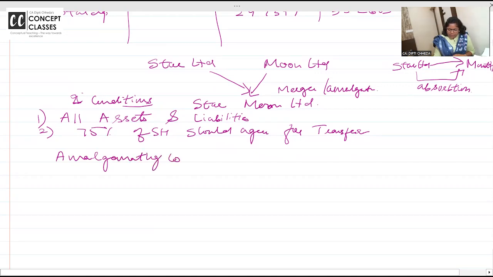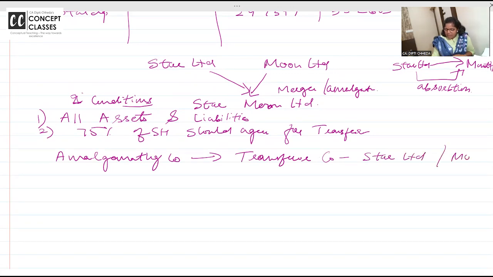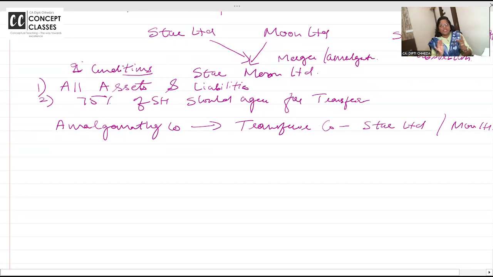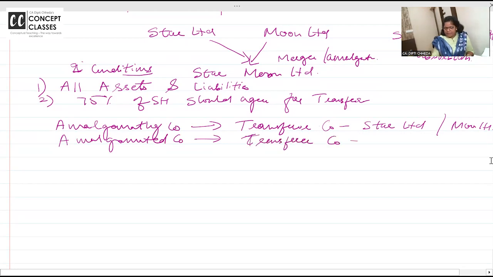Amalgamating company means the transferer company. The transferer company, whose name is Star Limited or Moon Limited, both. These are the transferer, amalgamating companies. They are merging in, so remember it like that. Amalgamated company, that is the transferee company. Now, what is this transferee company? The one new company which is formed is called the amalgamated company.